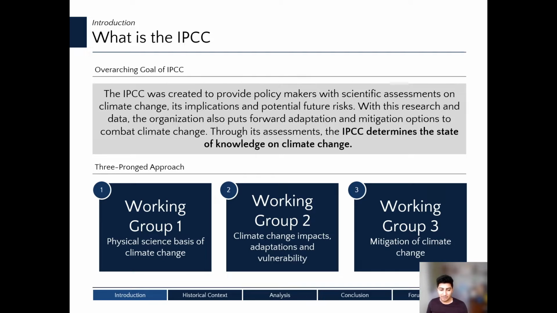And so the organization operates on a three-pronged approach, and they separate these into different working groups. So working group 1 is focused on the physical science basis of climate change. Working group 2 is focused on climate change's impacts, the adaptations and vulnerability, and then working group 3 is focused on the mitigation of climate change.